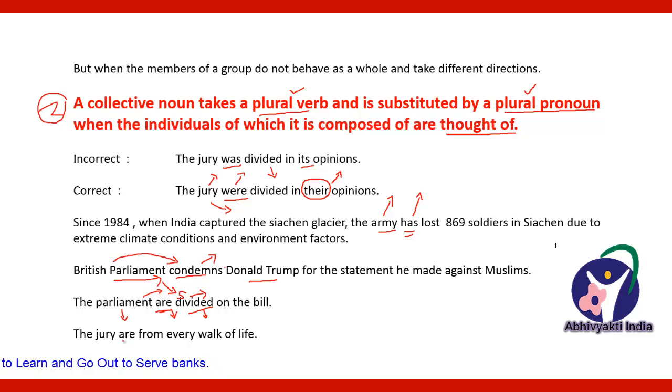Jury are from every walk of life. Now jury is again a group, so it should take a singular verb since it is a collective noun, but here they are coming from every walk of life, so we are talking about the individual members of the jury, that is individual judges. So it will be considered a plural noun, and so it will take a plural verb, that is are.